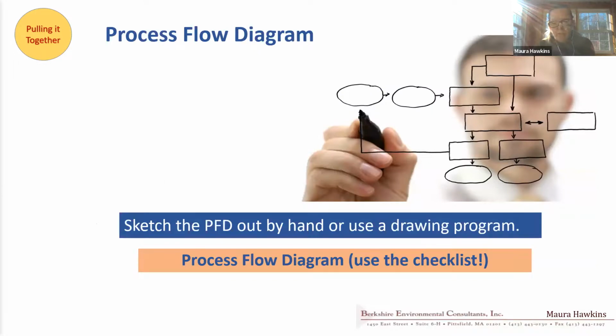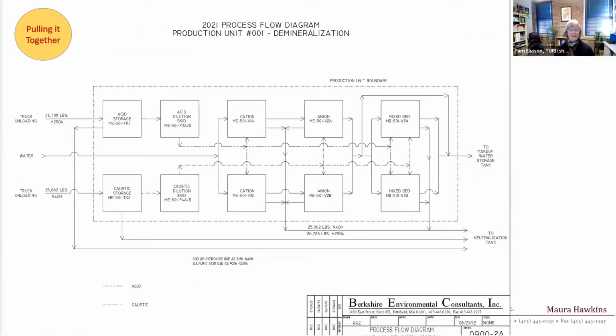Okay. So you sketch it out, use the process flow diagram sketch list. Okay, that we've already got. Sorry, I probably should remove that slide. It's all right. All right, that's okay.